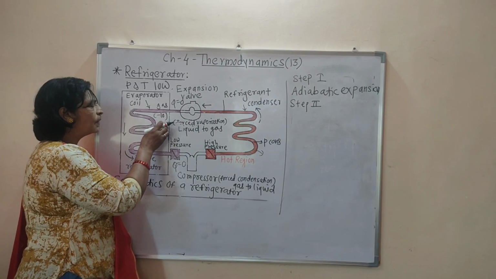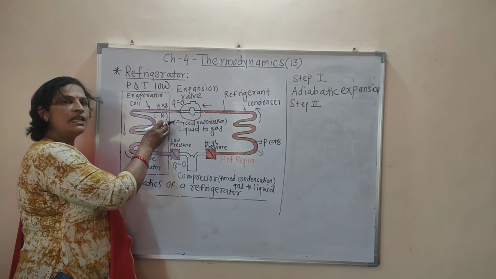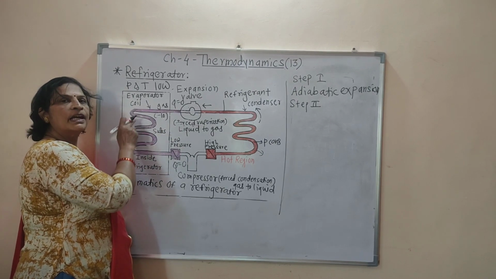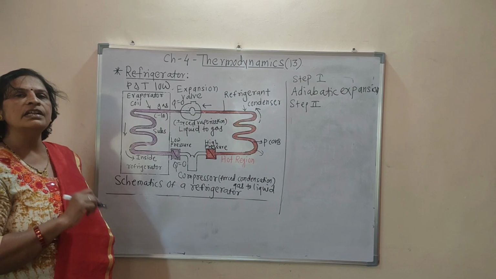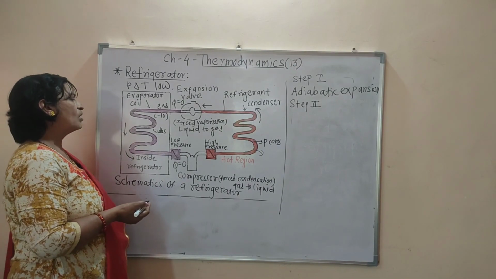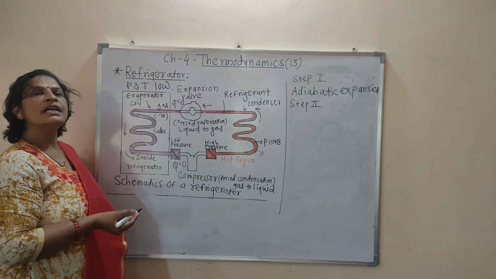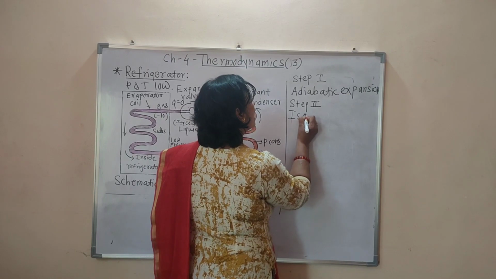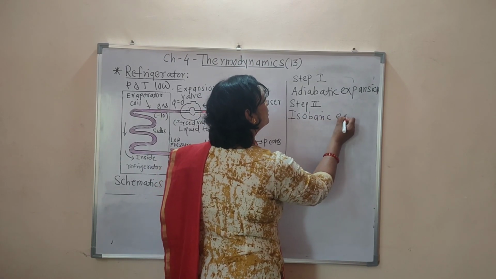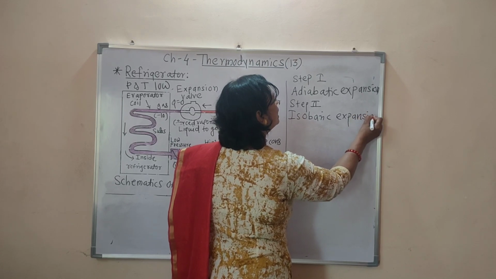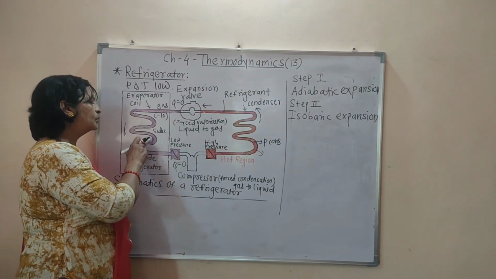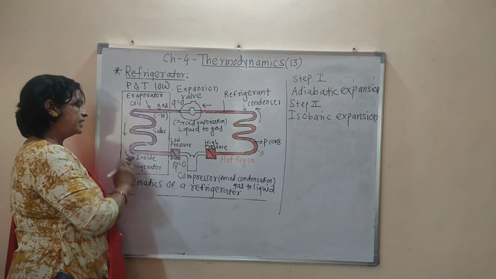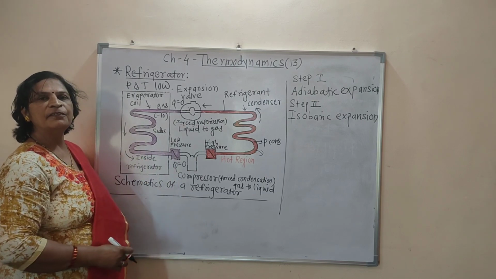Means the heat transfers from these substances kept in the inner part of the refrigerator to this gas. But this process occurs at constant pressure, and a constant pressure process is called an isobaric process. Means in the second step there is isobaric expansion, meaning heat transfer from these substances to the gaseous refrigerant. Okay, and the evaporator coil is here. This is the inner part of the refrigerator.